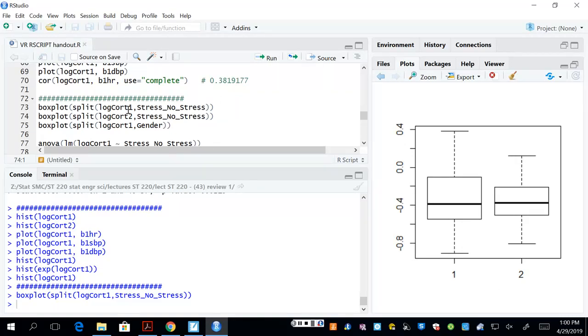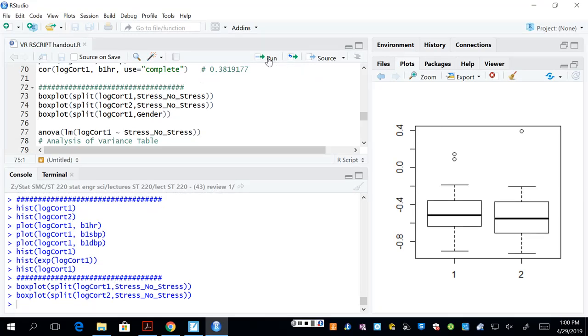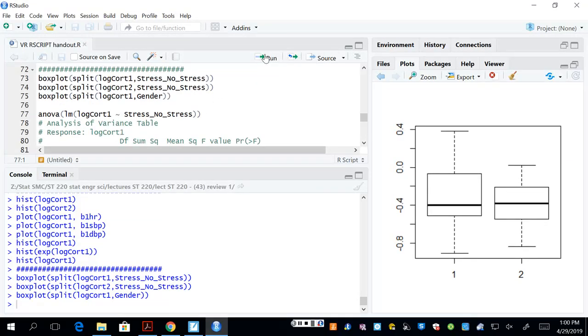This is the cortisol at baseline. Does that look much different? No. That's a second measurement. Here's the difference, male versus female. This is taking the stress versus no stress and running an analysis of variance.